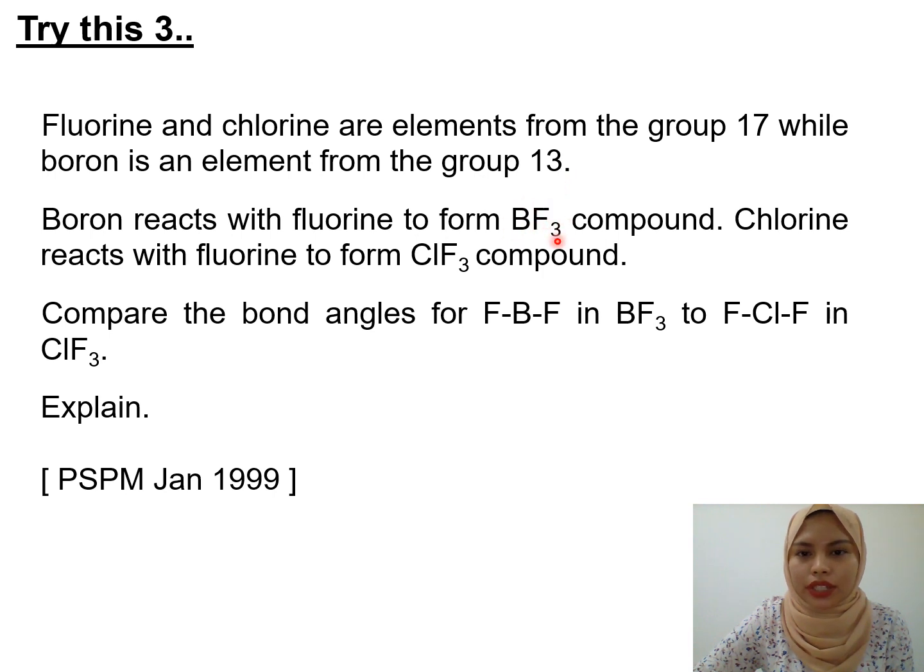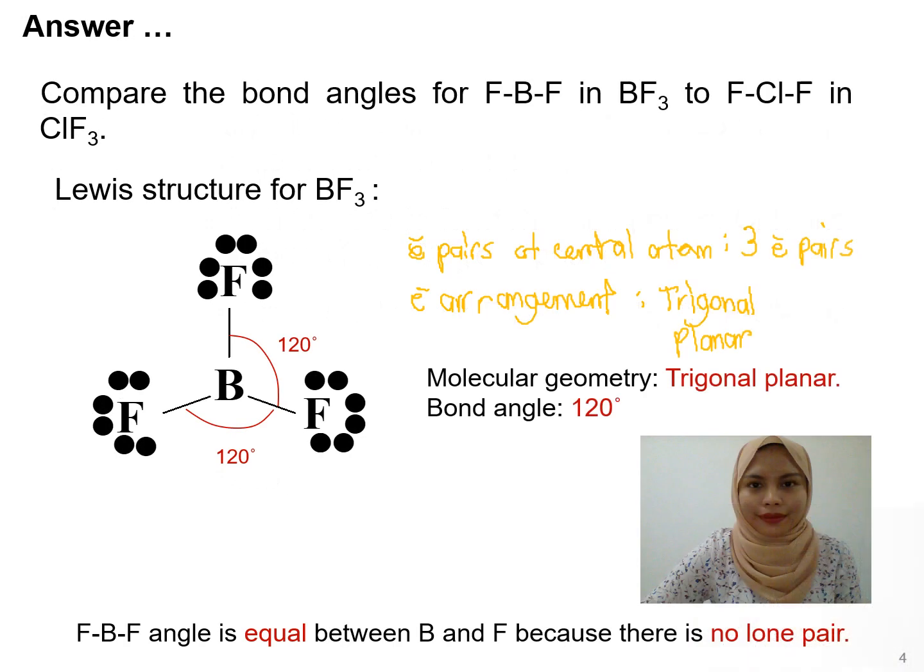Tetapi kamu kena buat Lewis structure out of BF3 punya molekul dan juga ClF3 punya molekul. Di mana boron akan jadi center atom, Cl pun akan jadi center atom dan fluorine akan jadi terminal atom. So, soalan tanya compare the bond angles in BF3 dan juga in ClF3. Okay, after you dah buat Lewis structure untuk BF3 molecule, you will know that B adalah incomplete octet. So dia happy sahaja dengan ada 6 electrons di central atom dia.